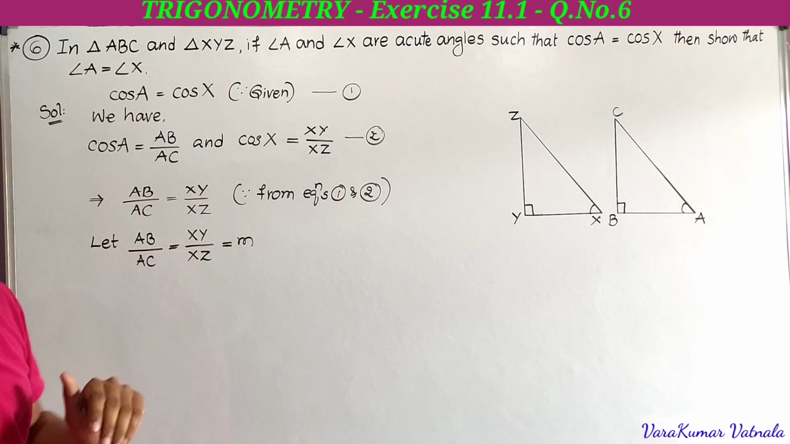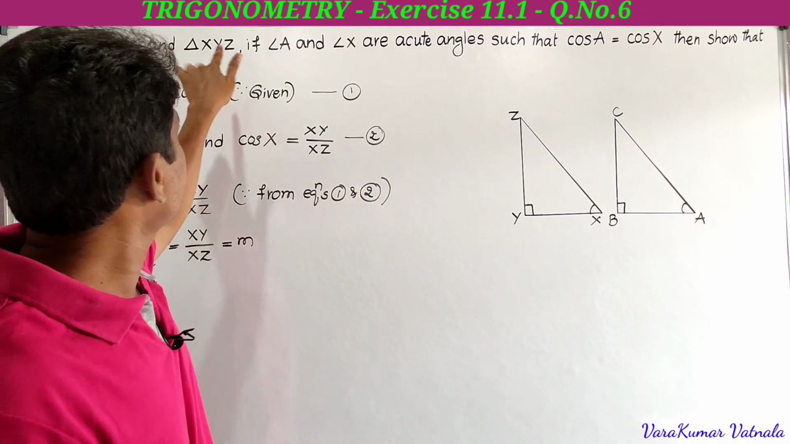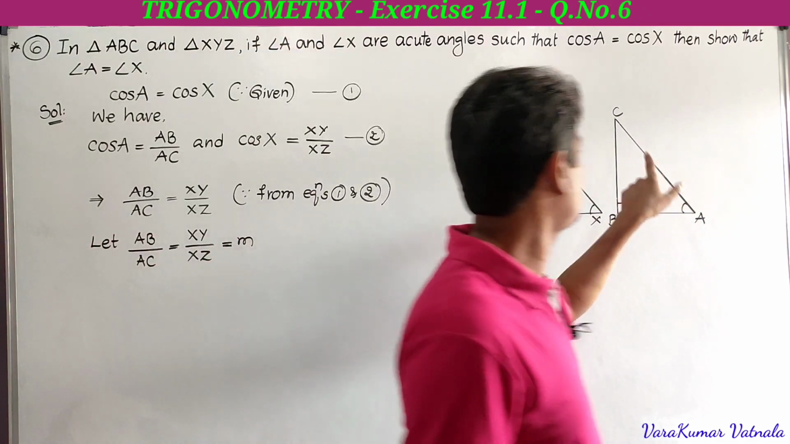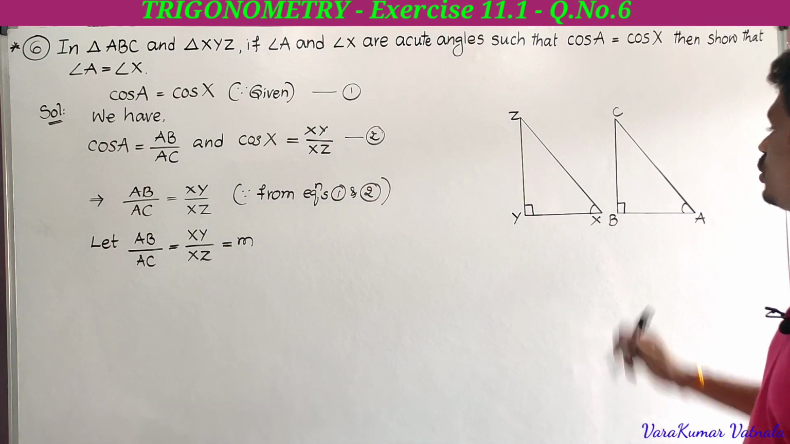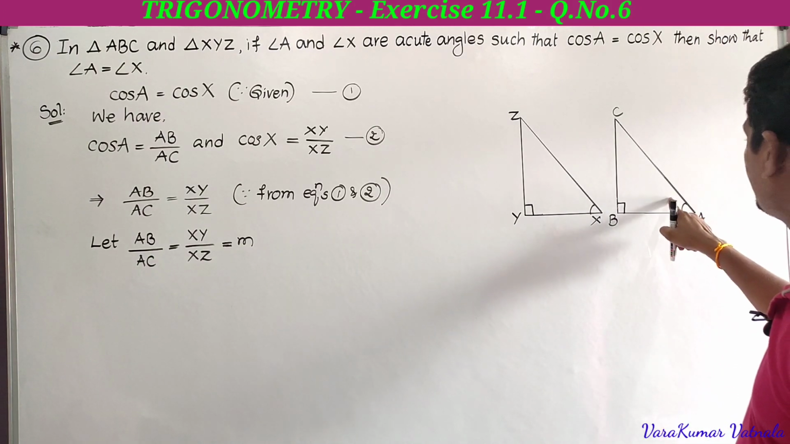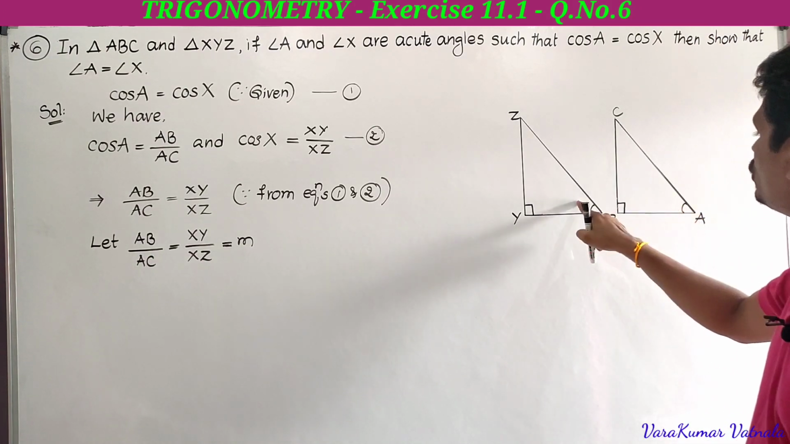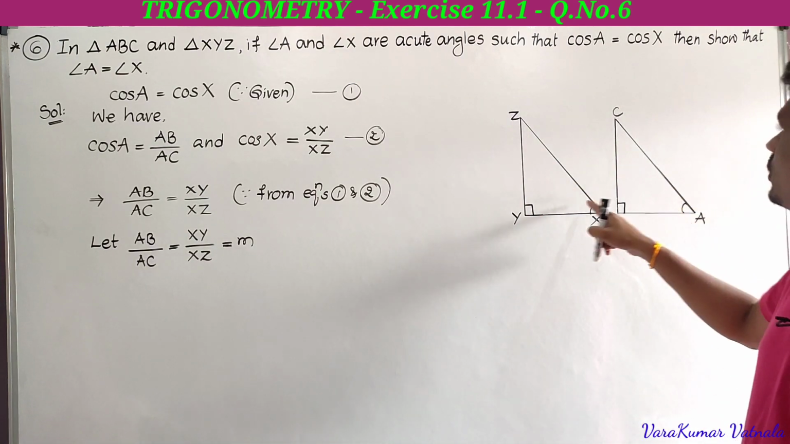So it is also important. Many times he asked for 2 marks. See here, ABC and XYZ. These two are the two triangles ABC and XYZ, and these two are right angled triangles. He is saying that angle A and X, these two are the acute angles. Yes, these two are the acute angles.